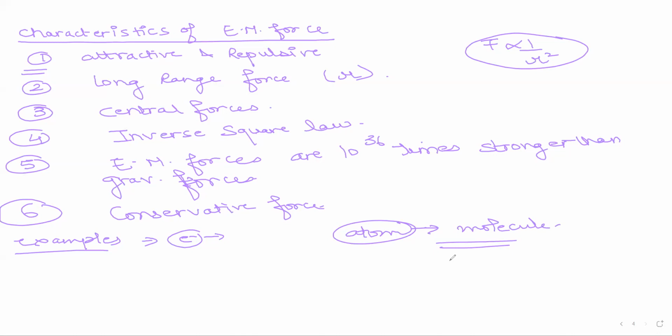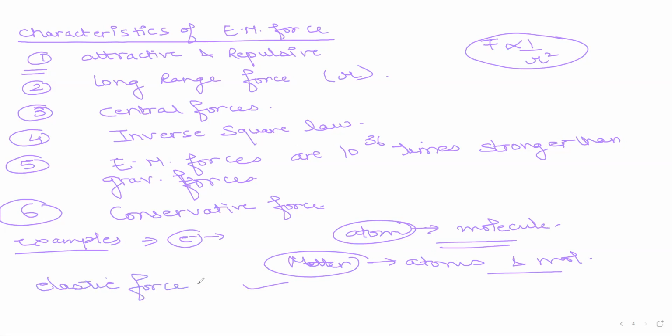Third thing, the atoms and molecules, they are forming up matter. Matter is all made up of atoms and molecules. So it is electromagnetic force only which is responsible for the production of matter. Next, elastic forces are also electromagnetic forces. Now, in different chemical reactions, there are different types of bond formation: single bond, double bond, triple bond. Those different types of bonds are formed only because of the electromagnetic force.